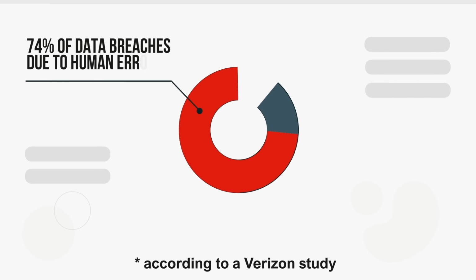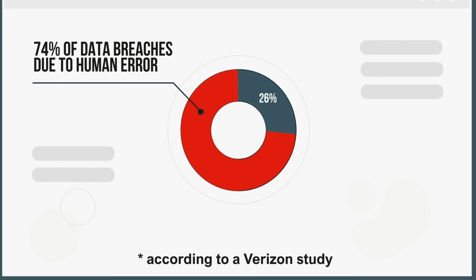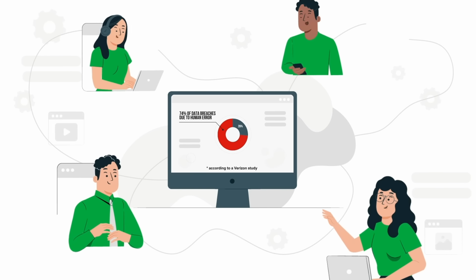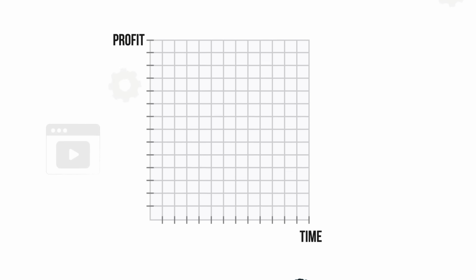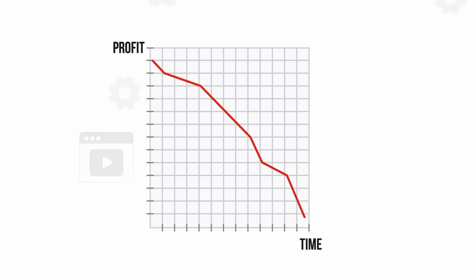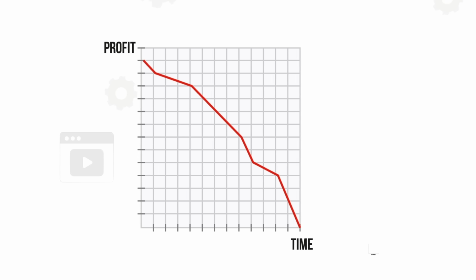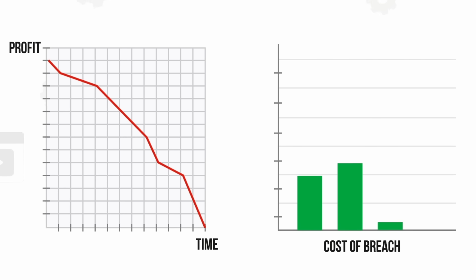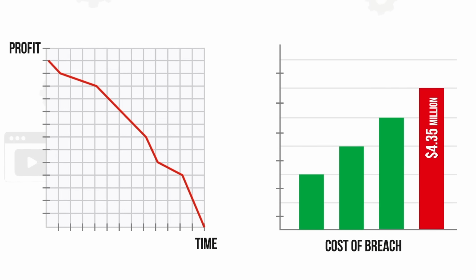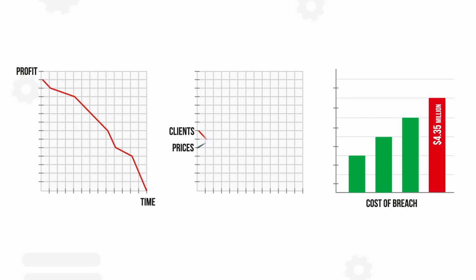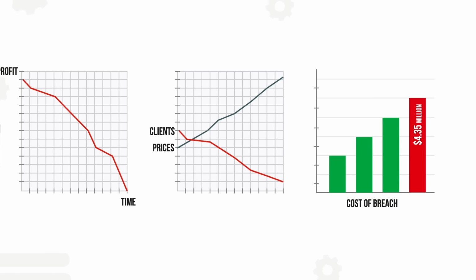According to a Verizon study, 74% of corporate data breaches are due to human error. At the same time, every fifth incident is the work of an insider. As a result, companies suffer huge losses due to the actions of employees. According to IBM Security and the Ponemon Institute, the cost of a data breach reaches $4.35 million. To recover losses, companies raise prices but lose customers.